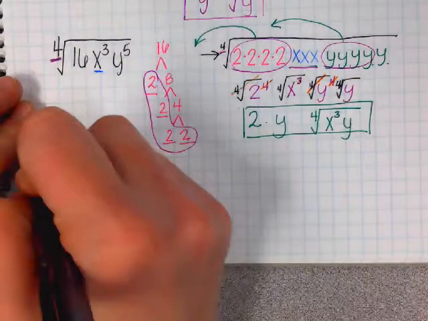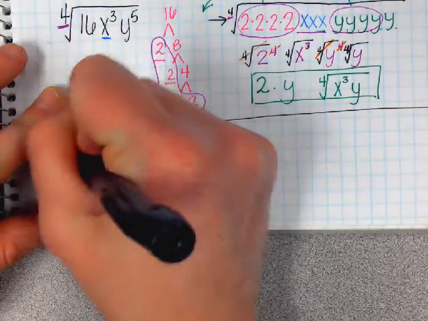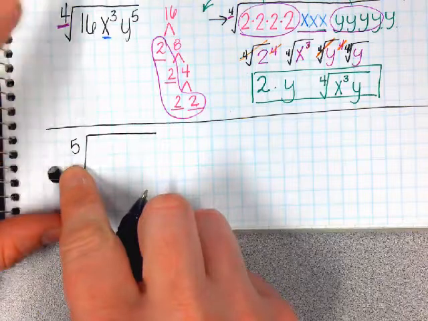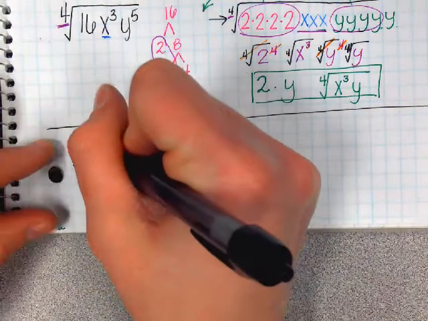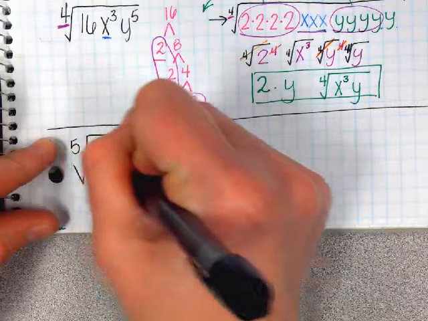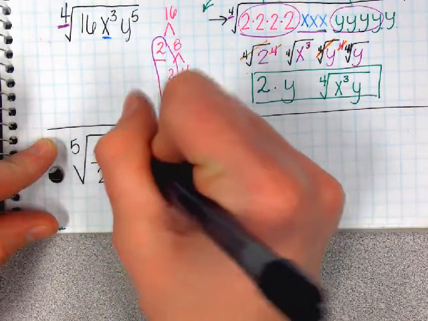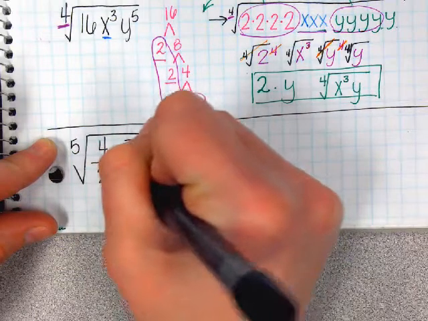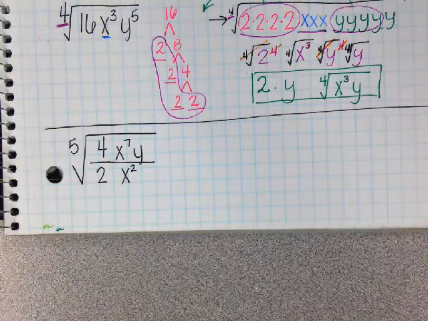Okay, and then our last example, so whenever we look at them in a fraction. So if we have a fifth root, so again, since this one is now a 5, we're going to be looking for 5 of the 5 multiplying times itself, or something multiplying times itself 5 times. So we're going to do 4 divided by 2, x to the 7th, y, and then x squared.